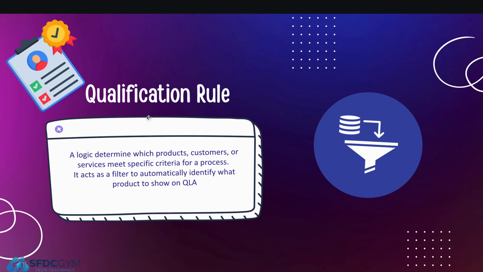So what is a qualification rule? It is a logic that determines which products, customers, or services meet a specific criteria for progress. It acts as a filter to automatically identify what products to show on the QLE, or quote line editor. Let's discuss this as well in Salesforce.